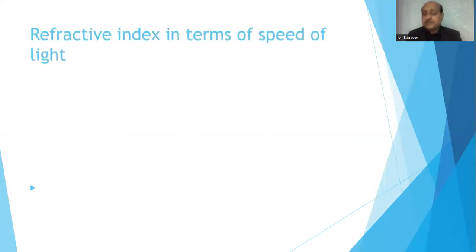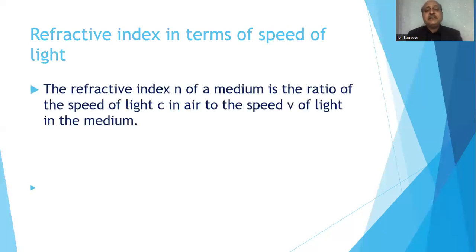Refractive index in terms of speed of light. We can also find the refractive index in terms of speed of light. First, refractive index was measured by measuring angle of incidence and angle of refraction. We have taken the sine. But we can also measure refractive index by speed of light. In terms of speed of light, refractive index of a medium is the ratio of speed of light in air to speed of light in medium.